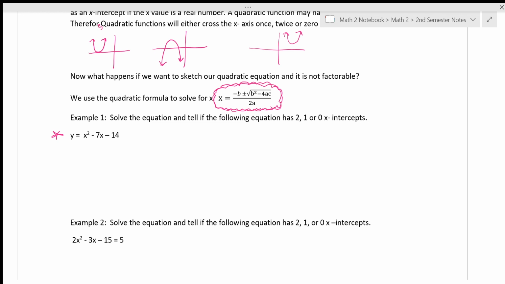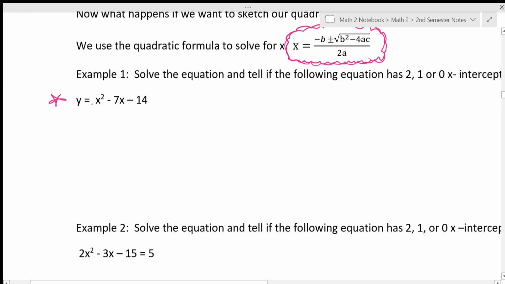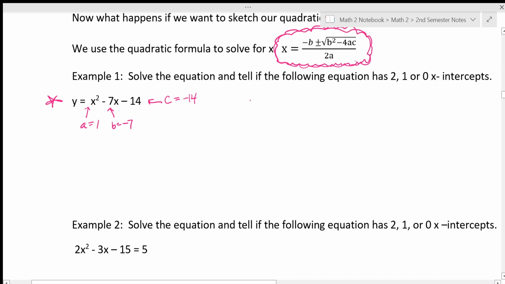So we can use that to solve the non-factorable equations. The a, b, c come from our equation, which we are familiar with. Whatever's in front of our x squared is a, so in this problem a is 1. Whatever's in front of our x term is b, so our b here is negative 7. And whatever our constant is, our c, so our c here is negative 14. So we're going to plug those values into our equation.